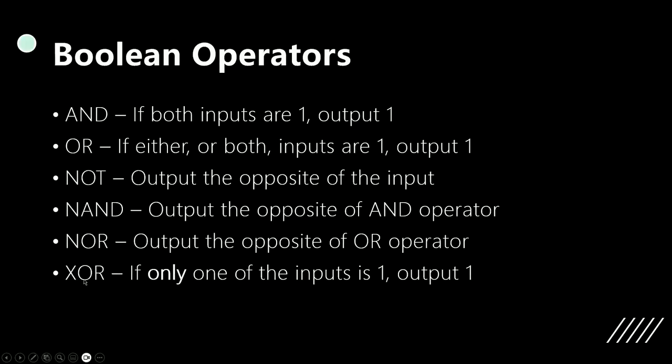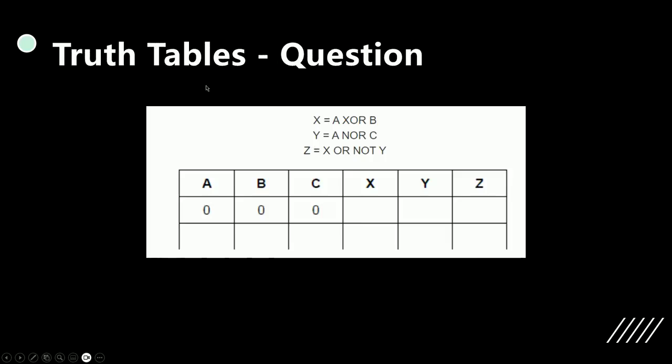And then XOR, which is exclusive OR, which is if only one of the inputs is 1, output 1. So if A and B were both 1, then it would not output 1. It would have to be A is 1 and B is 0, or A is 0 and B is 1 to output 1. So a quick question is to construct a truth table from this here.